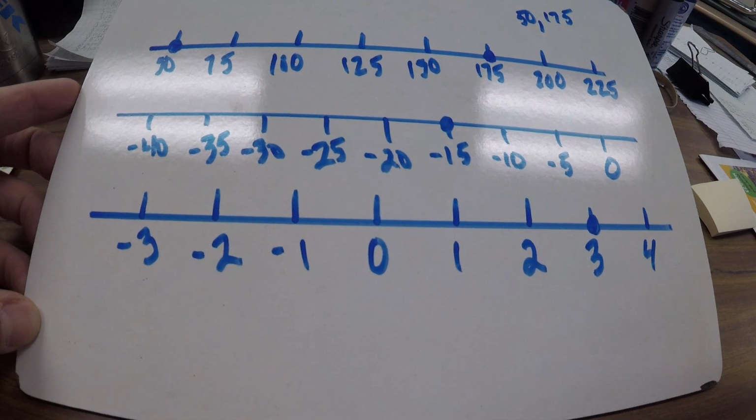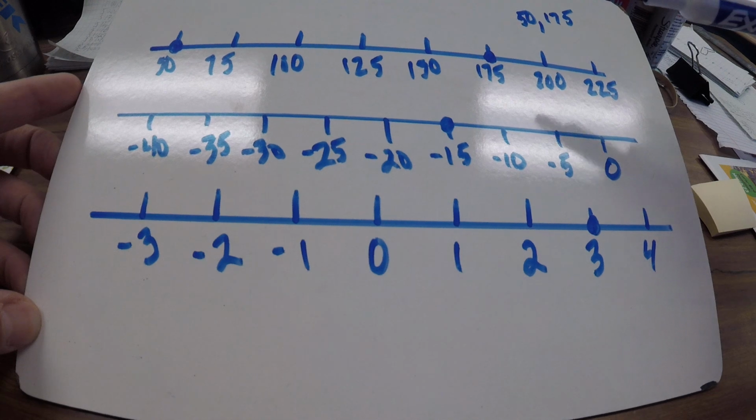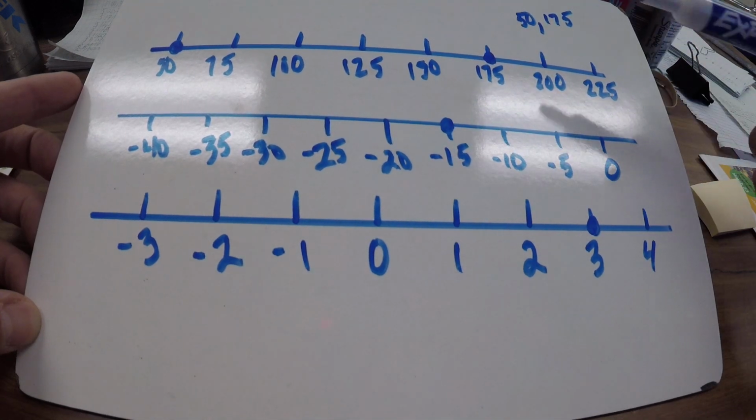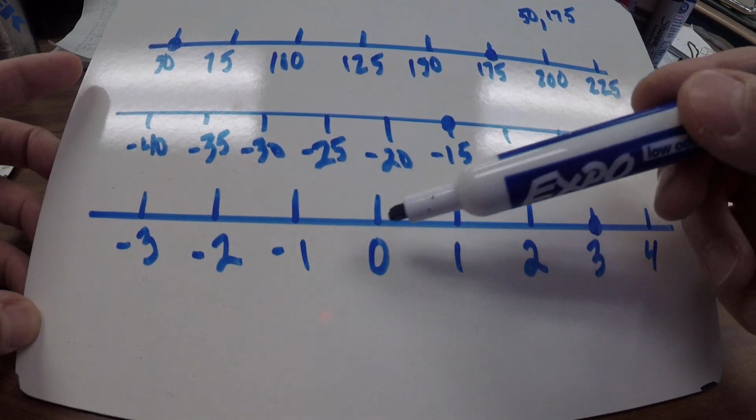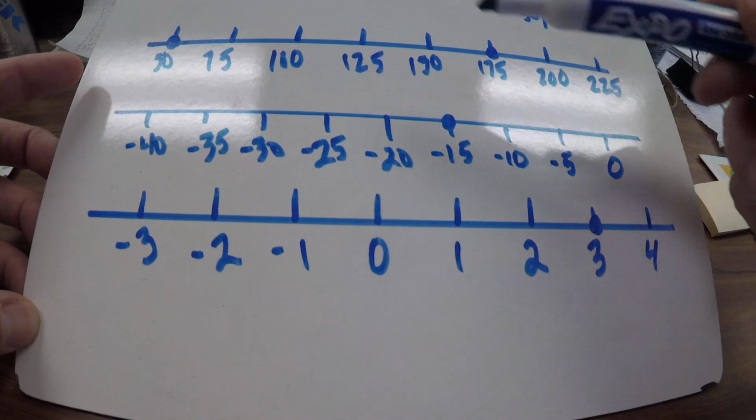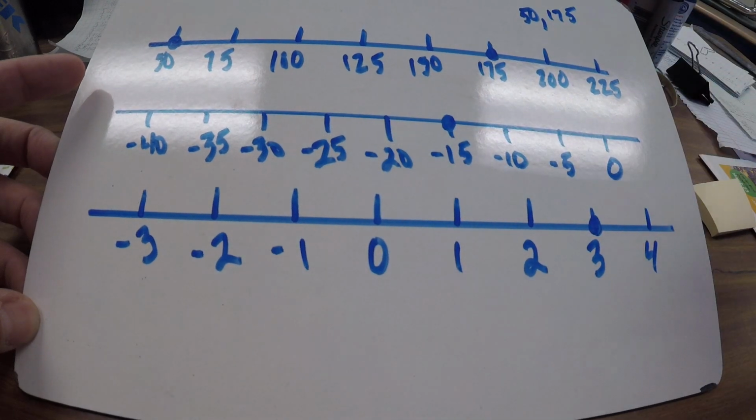So those are the ways that we can make sure that we're showing all the numbers that we need to plot. We don't have to go by 1 every time. We don't have to have the 0 smack dab in the middle of the number line. We don't even have to have a 0 on the number line every single time.